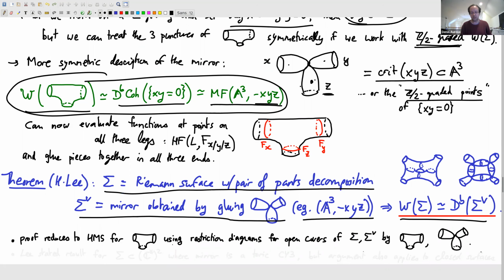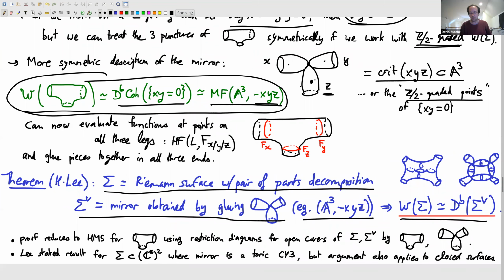And so the proof reduces just to the case of a pair of pants using restriction diagrams. Her result was only stated for affine curves in C star squared, where the mirror is a toric Calabi-Yau threefold, so something like Minna's favorite class of examples of mirror symmetry. But the proof actually works for any pair of pants decomposition of any surface.